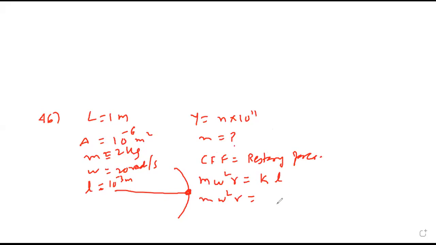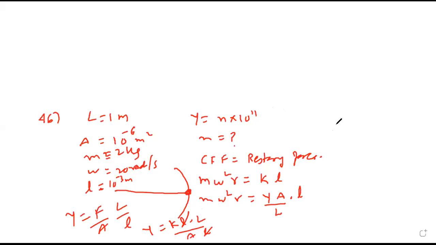K I can write in terms of Y. What is Y formula? Y equal to F upon A, l by L, correct? So therefore Y will become k into L, l upon A into l, l cancel. So Y is k L upon A into l, okay? Now it is just one unknown, n of Y we can calculate.